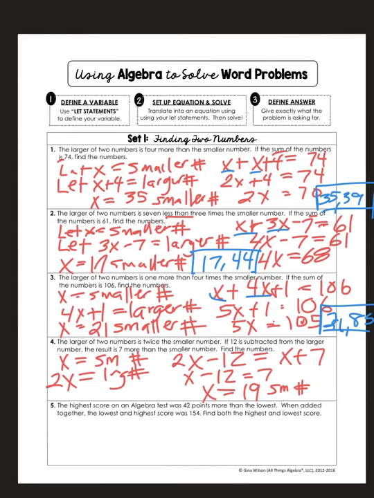And then in order to find the larger number, we just double it. So 2 times 19 is 38. 19 and 38. There we go.